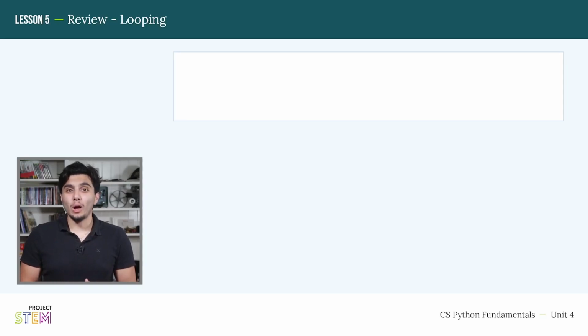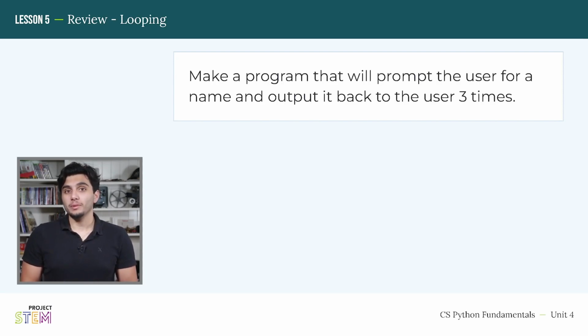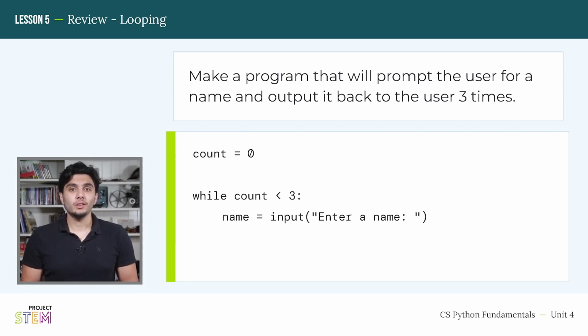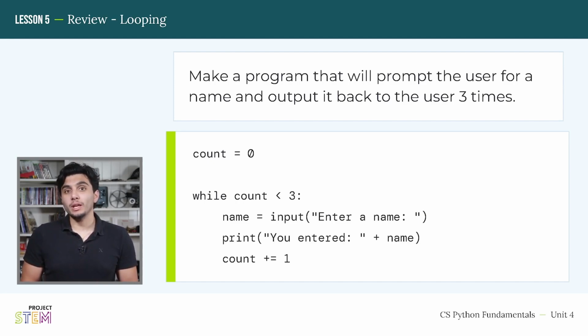Then we have our other while loop with a count variable. So let's make a program that will prompt the user for a name and output it back to the user 3 times. Since this runs an exact number of times, it needs a count variable. So let's start with count equals 0. Then while count is less than 3, let's prompt the user for a name. Then we print out what they entered and update the count variable.